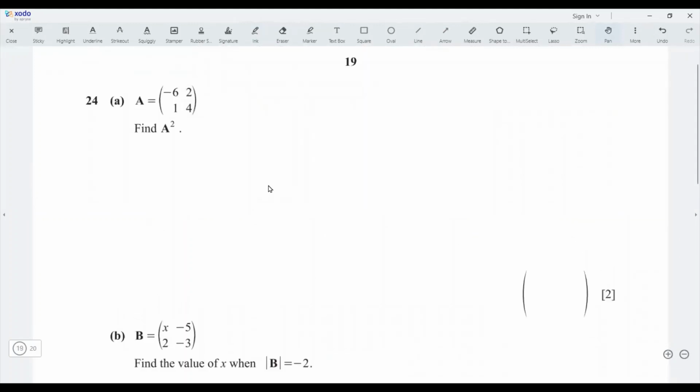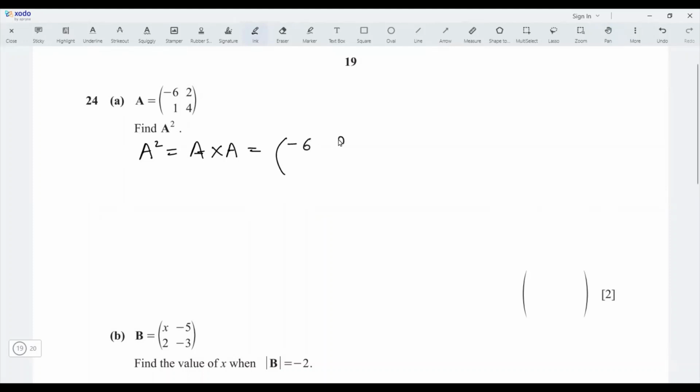In the next question, it is written a squared. What does a squared mean? How do we find a squared? It is basically a multiplied by a. You don't have to take the square of individual terms. It will be wrong. So a squared is basically multiplication of two matrices, and the matrix is given. Matrix multiplication is different from normal multiplication or normal numbers squared. So we have to multiply a with a.